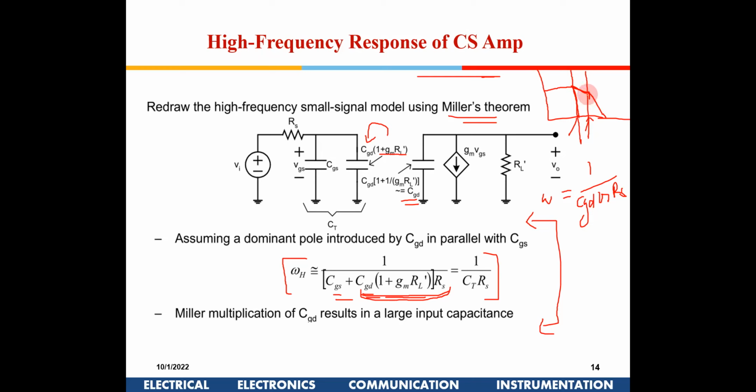And then the second pole will be given by simply RS into CGS. Okay, RS into CGS. From there onwards, it will drop at 40 dB per decade. Is this understood? How this frequency response of this amplifier works?